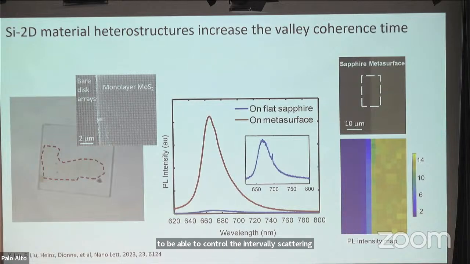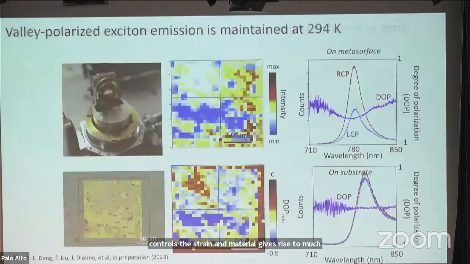So one of the shared facilities on campus allows for large area transfer of two-dimensional materials using basically kind of gold tape exfoliation of these two-dimensional materials. You can then put large areas here, almost centimeter scale areas of monolayers of two-dimensional materials on these silicon devices. And then you can see how the silicon, by a combination of how the nanostructure controls light and also how it controls the strain in the material, gives rise to much better coherent processes and photoluminescence in these two-dimensional materials.